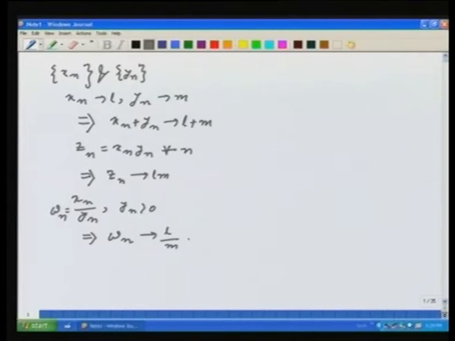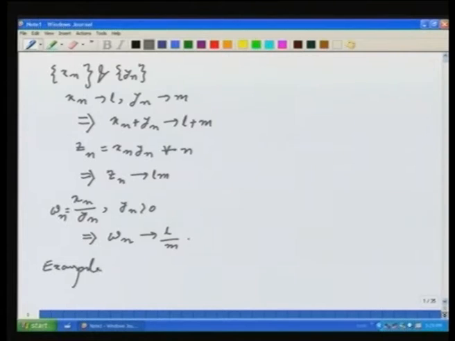Now, the importance of these results is that given limits of sequences, we can certainly find out limits of some other sequences made out of the old sequences. For example, let us look at the sequence x n, which is given by 2 n by 1 plus n square, where n is bigger than or equal to 1. Now, we want to know what is the limit of this sequence, if at all it converges. We will see very soon that it does.